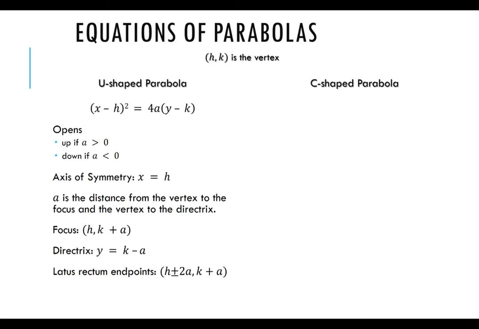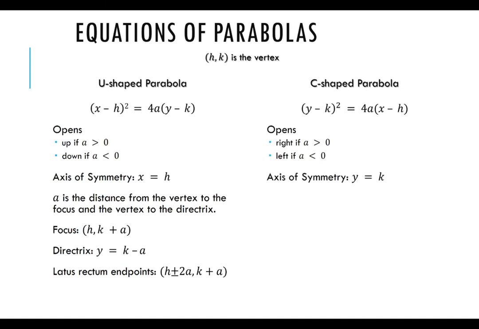And so when you have the x stuff being squared, that's the U-shaped parabola. In the C-shaped parabola, it's going to look like this. We're going to have y minus k quantity squared is equal to 4 times a times x minus h. And so if the y stuff is squared, then we need to recognize that that is our C-shaped or sideways, backwards C-shaped parabola. We're going to say that it opens right if a is positive. It's going to open left if a is negative.